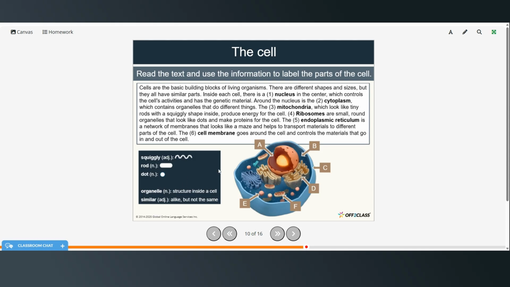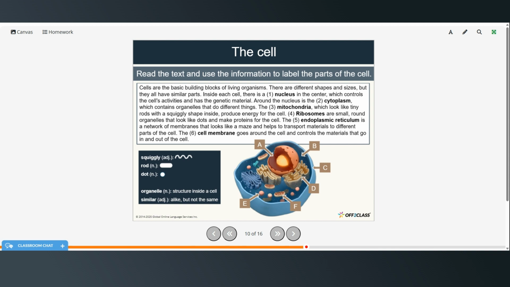Cells are the basic building blocks of living organisms. There are different shapes and sizes, but they all have similar parts. Inside each cell there is a nucleus in the center which controls the cell's activities and has the genetic material. Around the nucleus is the cytoplasm, which contains organelles that do different things.